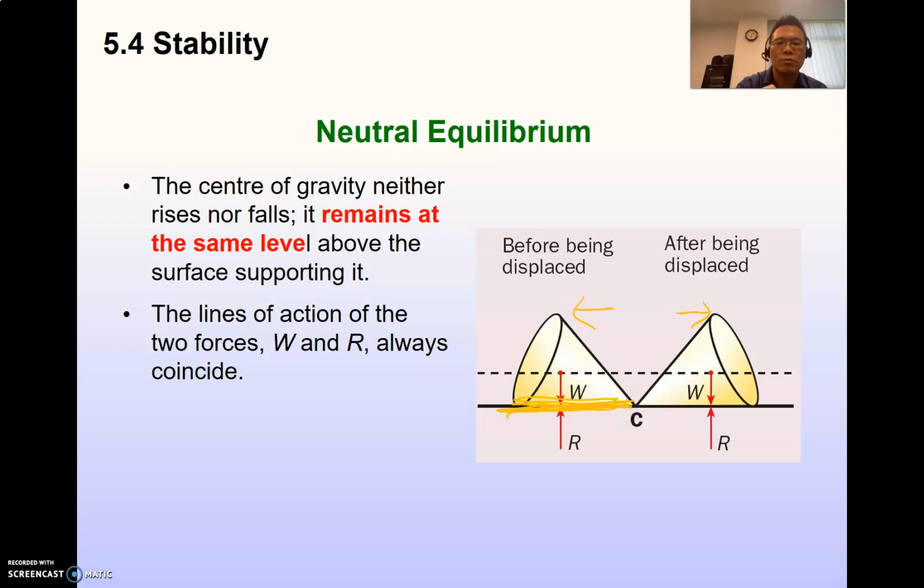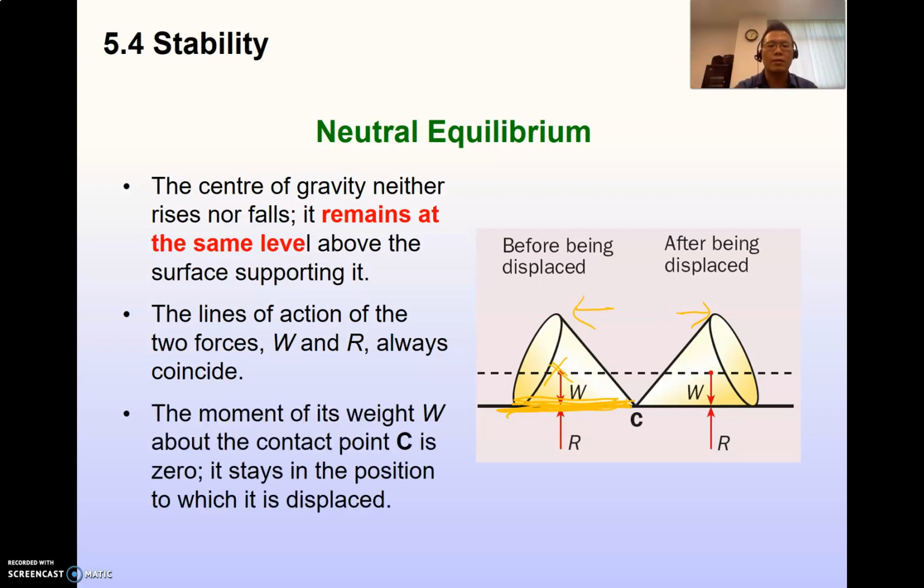As a result, you'll find that the force, or to be exact, the CG, is always at the same level, whether it's before displacement or after displacement. As a result, the moment of the weight about the pivot is actually 0. So it will not create any moments that will pull the object clockwise or anti-clockwise.